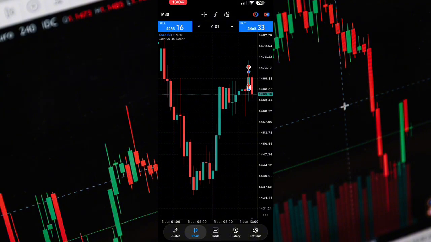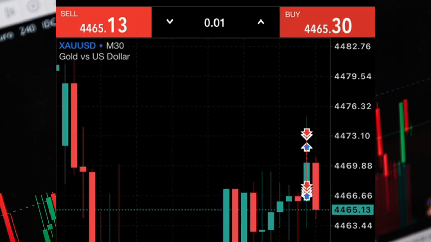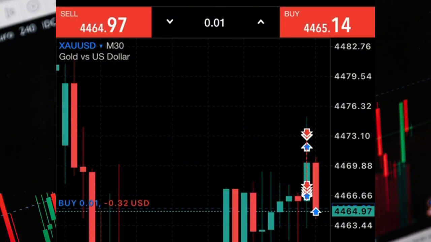As a scalper, you don't stay long in the market. You just look at the market, look for opportunity, and boom, you are out. So let's assume we put a buy trade here, for example. Now, I'm just trying to show you how to set your stop loss and take profit points.